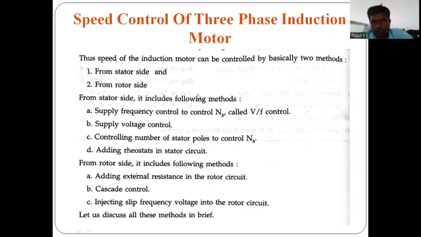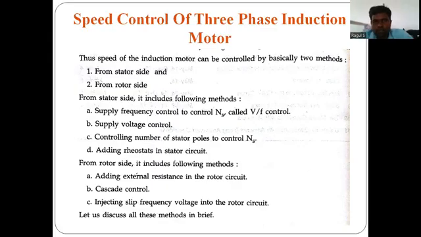What are the methods or types of speed control available in three-phase induction motors? A three-phase induction motor consists of two important parts. One is the stator, another one is the rotor. Here, on the stator side, some methods of speed control are available, as well as on the rotor side.